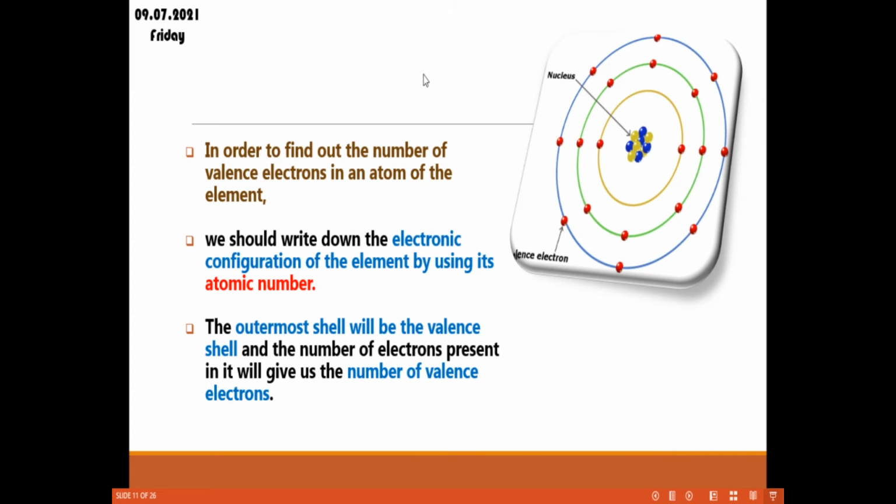So in order to find out the number of valence electrons in an atom of an element, we should write down the electronic configuration of the element by using its atomic number. For example, carbon has atomic number 6, so it has 6 electrons. The outermost shell will be the valence shell, and the number of electrons present in it will give us the number of valence electrons.